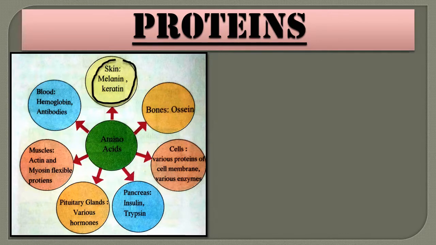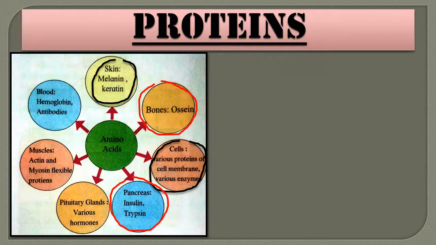So first is the skin. Skin will produce melanin and keratin. So these are the proteins of the skin. And the protein of bones is osseins. And next is the cell. So various proteins of the cell membrane and various enzymes will be produced as different types of protein by using the different amino acids. And pancreas will produce insulin and trypsin.